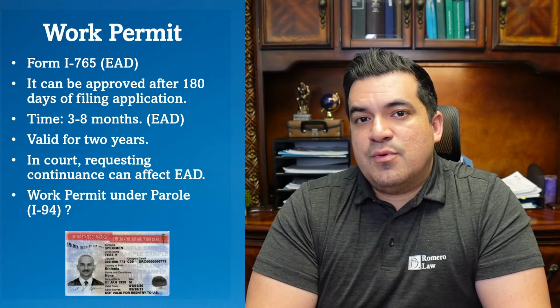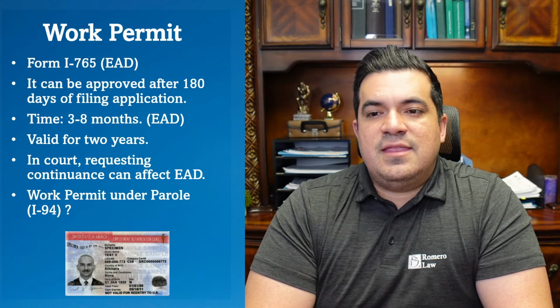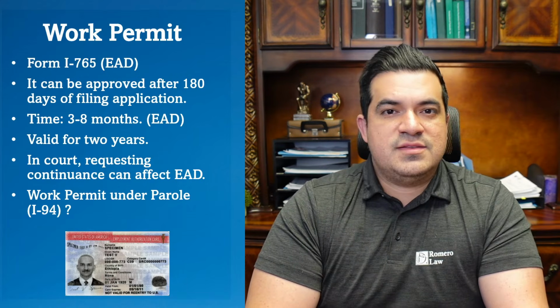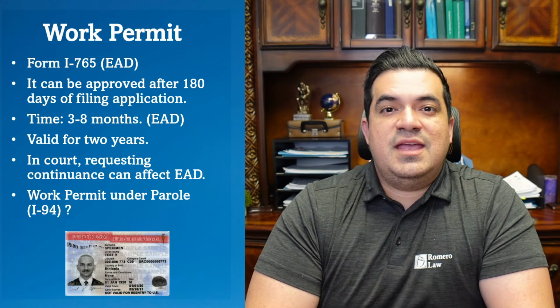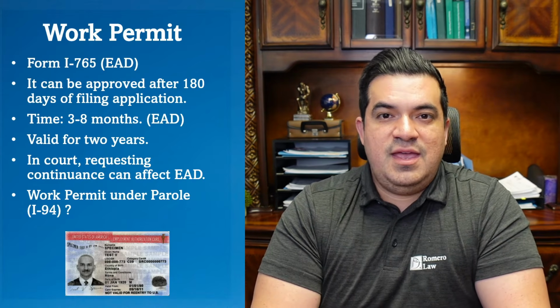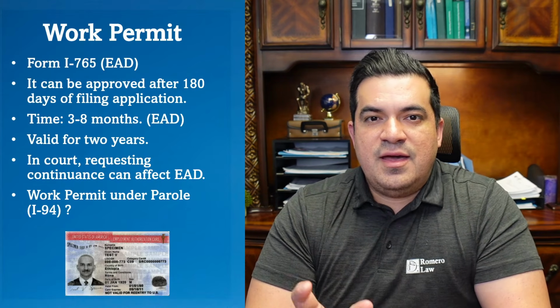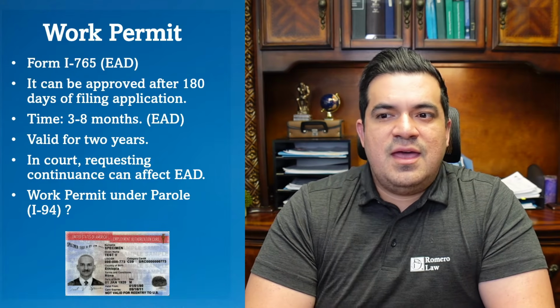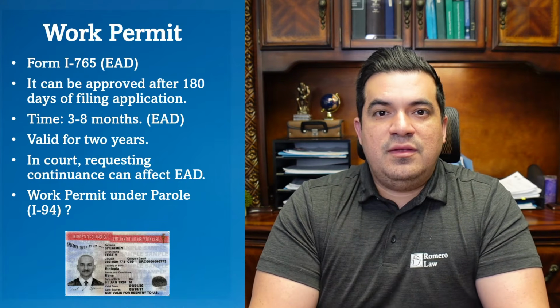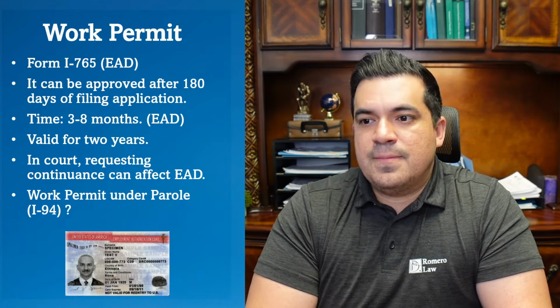So once you get a work permit, it's valid for 2 years. And if you're in court and you file your asylum application, but then you request an extension or a continuance on your case, that can stop the 180-day calculation, and it might prolong the ability of you getting your work permit.